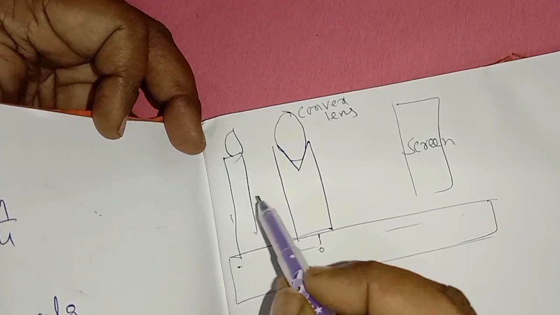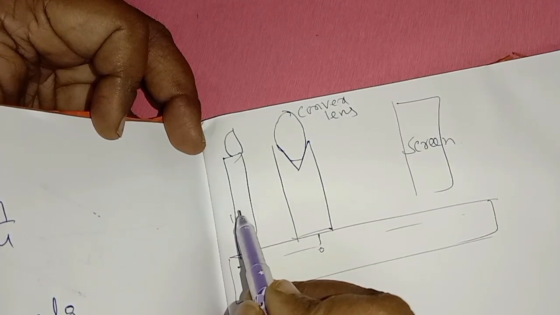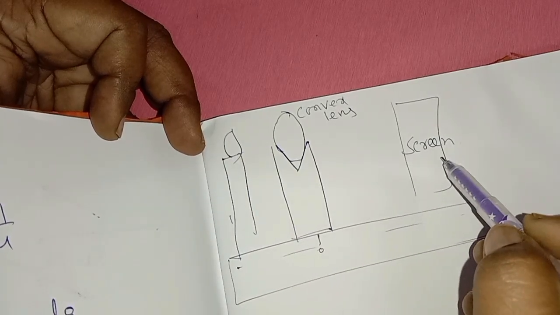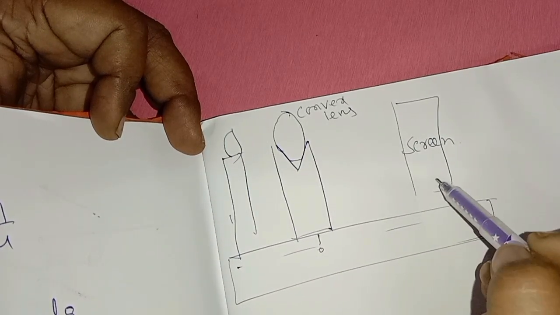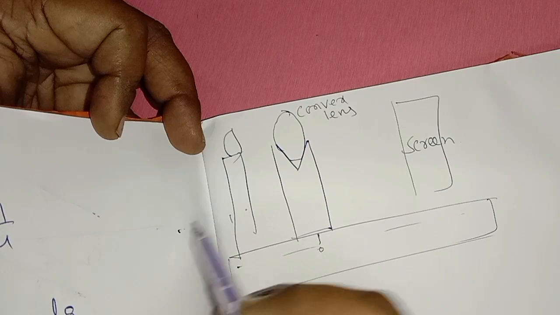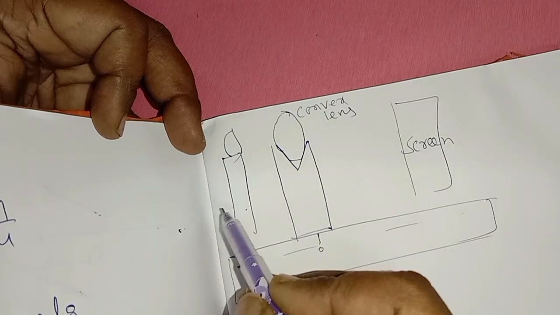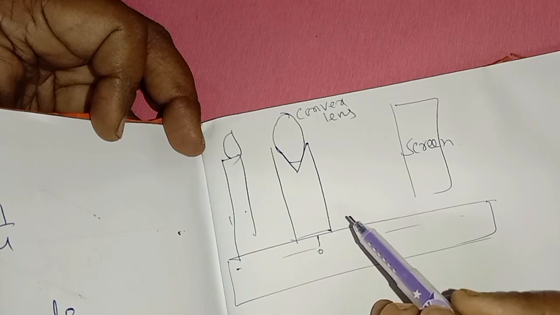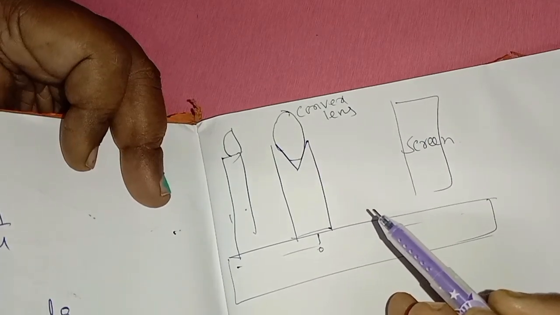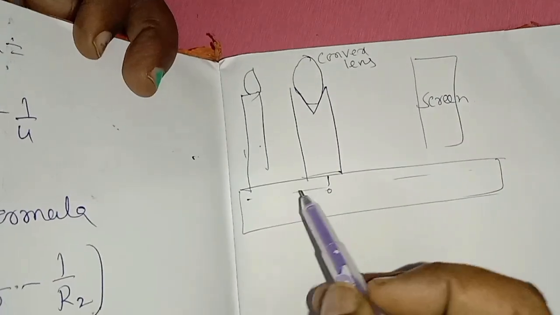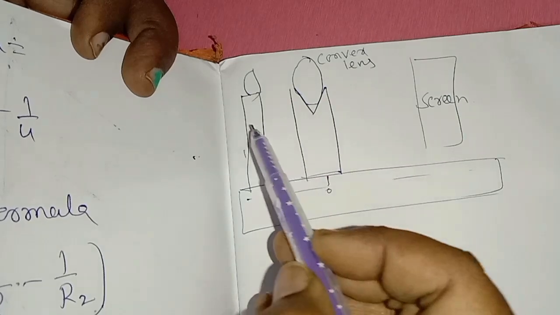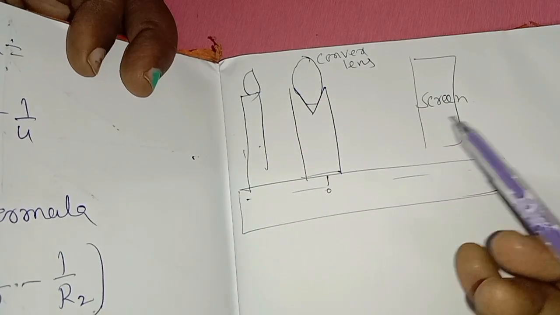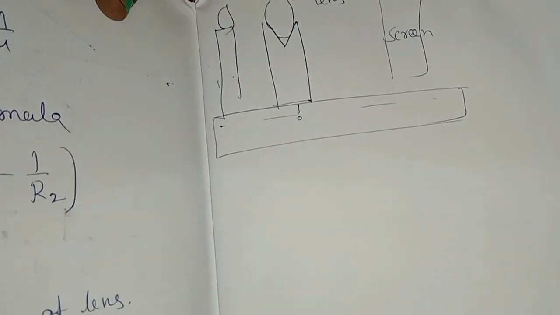Now you have to place your object at different positions and write your observations: when it is beyond C, where you get the image; when it is on C, where you get the image. As in your first lesson, with a little change: here we place the object on the left side and get the image on the right side. That is our lab activity.